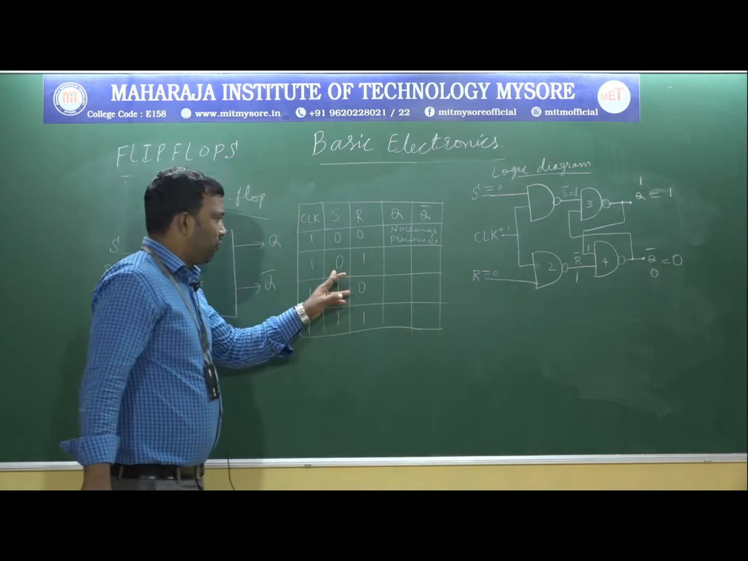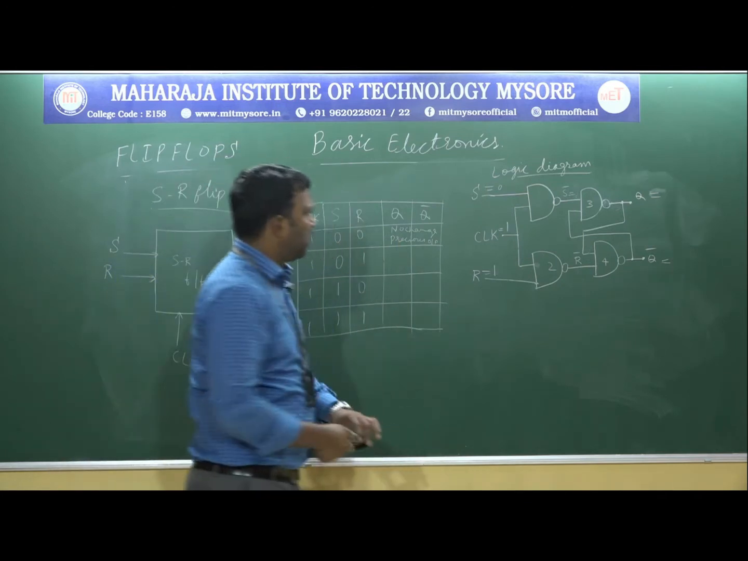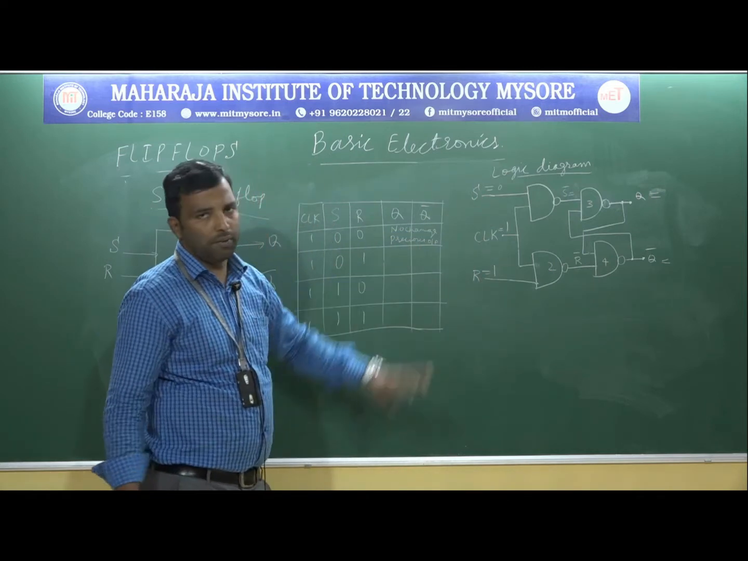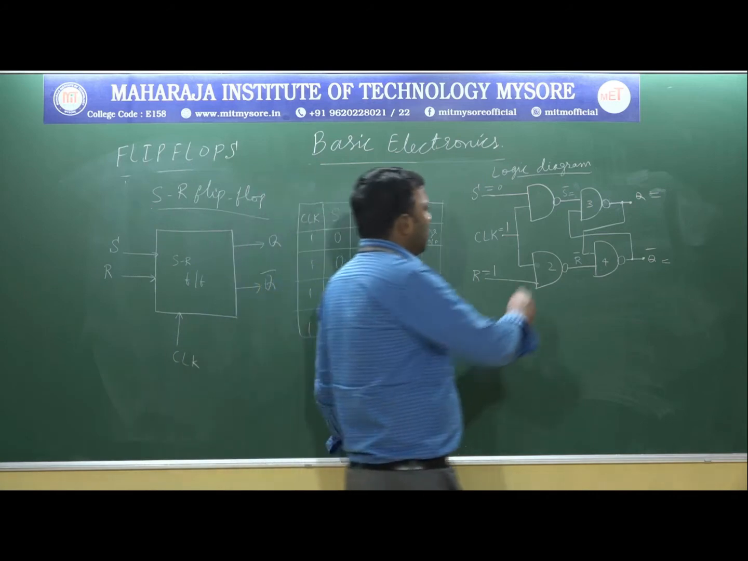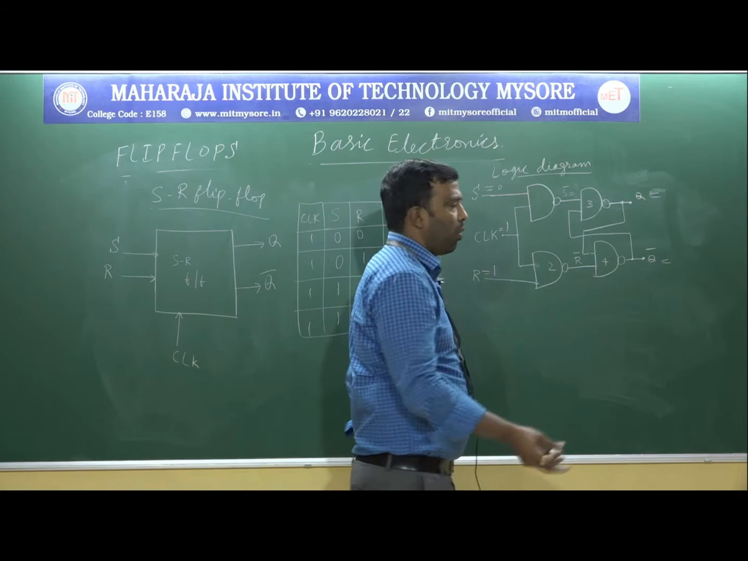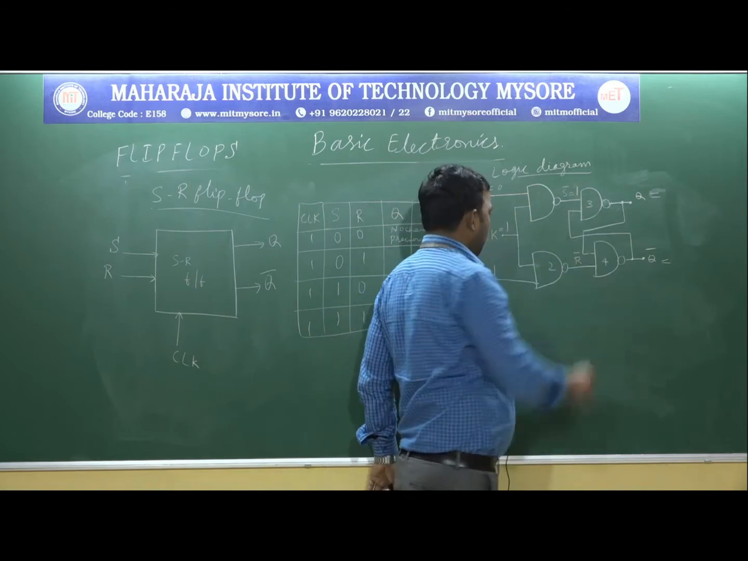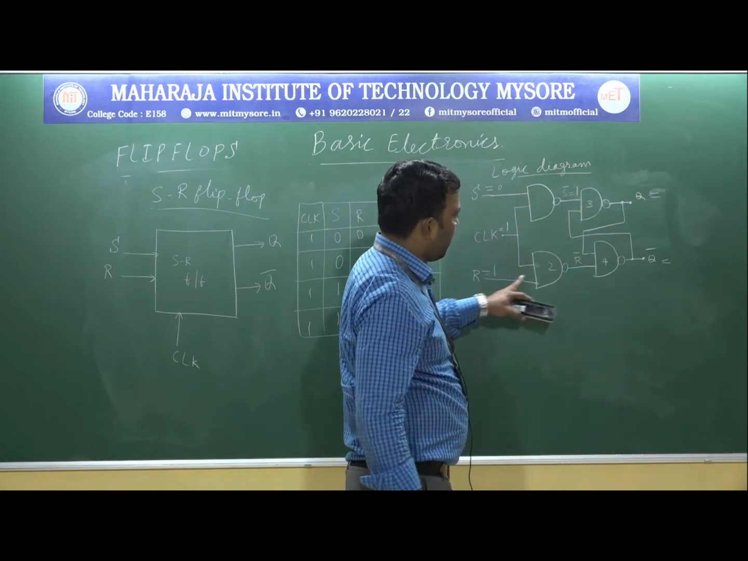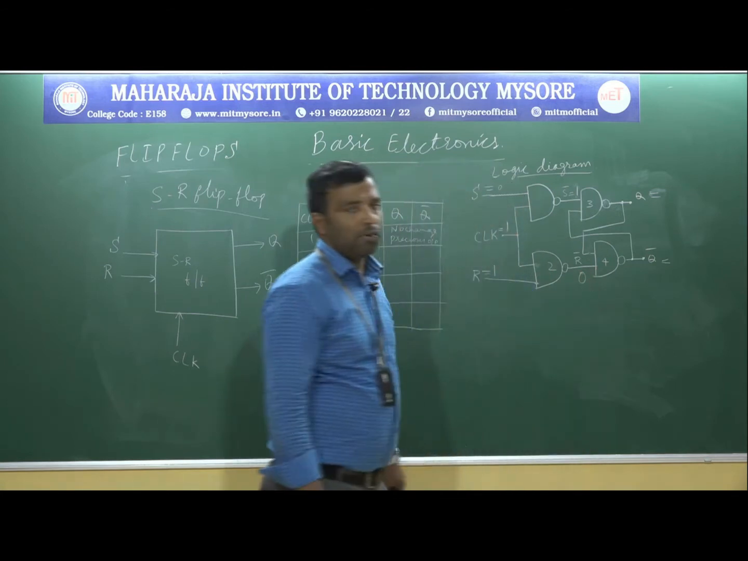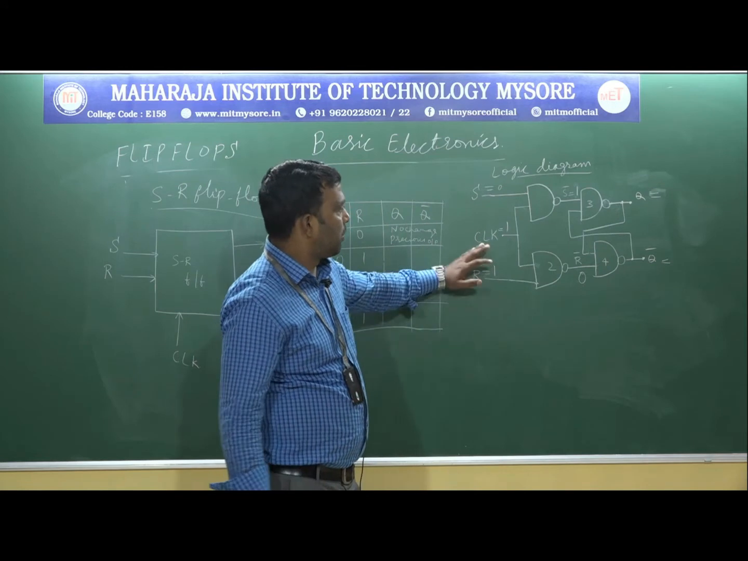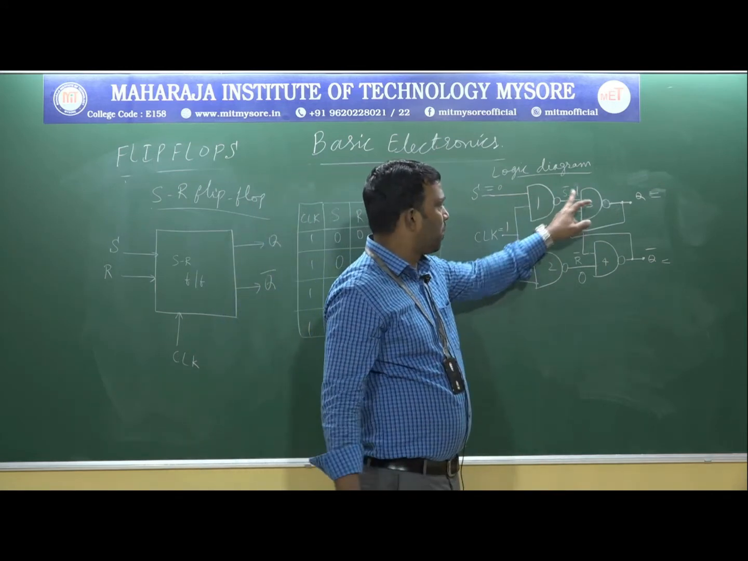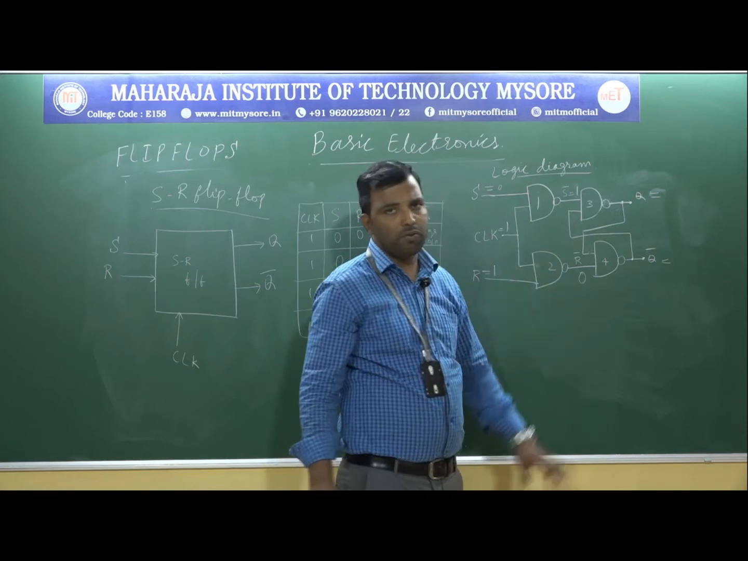We'll go for the next condition, 0 and 1. So here S equal to 0 and R equal to 1. That is the next condition, but clock is always 1. Now this is 0 and this is 1. With 0 and 1, output S bar is 1. Here this is 1 and this is 1. So the NAND gate output R bar is 0. There is the SR flip flop. The NAND gate 1 output is 1. NAND gate 2 output is 0.